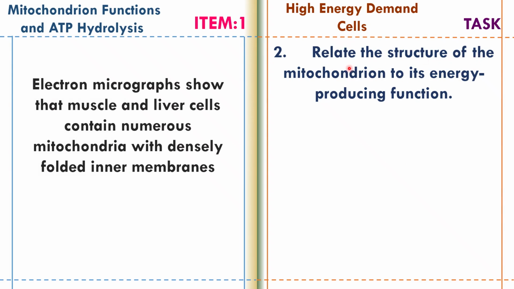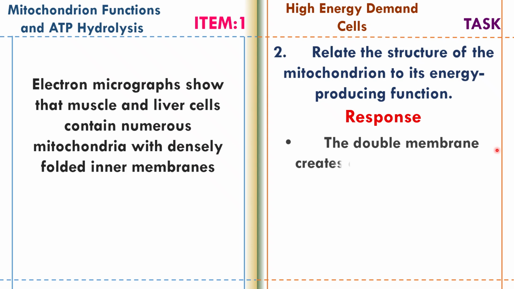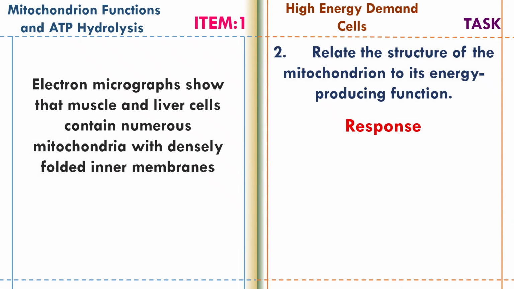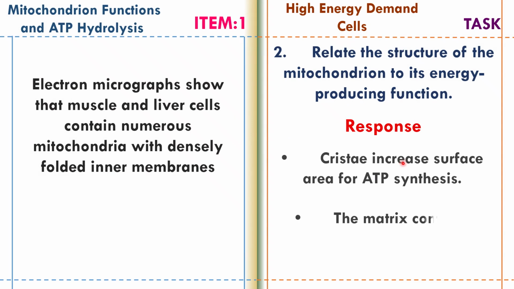Relate the structure of the mitochondrion to its energy-producing function. The double membrane creates compartments for respiration. The inner membrane contains the electron transport chain. Cristae increase surface area for ATP synthesis. The matrix contains enzymes for the Krebs cycle.